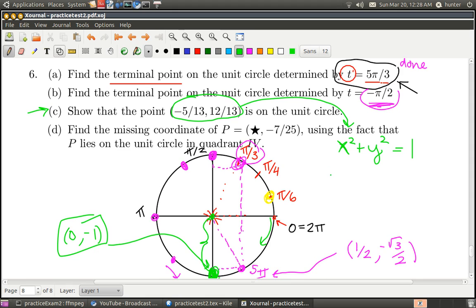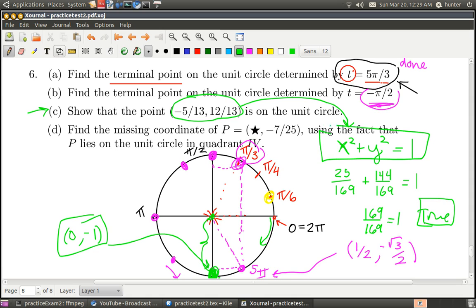So what is that saying? That's saying that 25 over 169 plus 144 over 169 is equal to 1. And it's easy to see that this is true because 25 plus 144 is 169, so this is 169 over 169, which is equal to 1, which is just true, right? And don't take it for granted, because we could plug crazy things into this equation that would make it false, but because this really is a point on the unit circle, it makes the equation true.